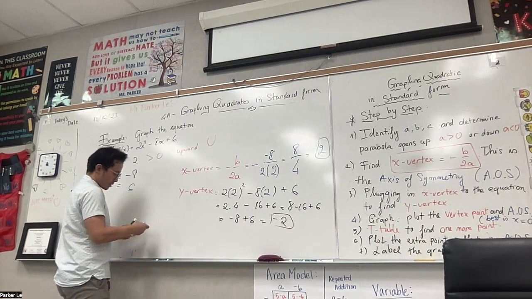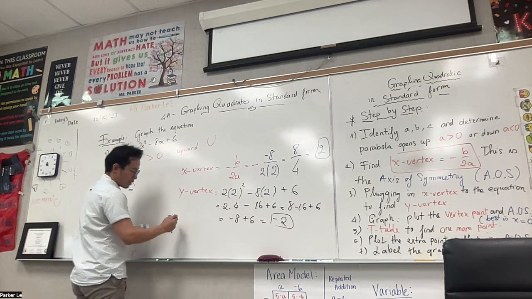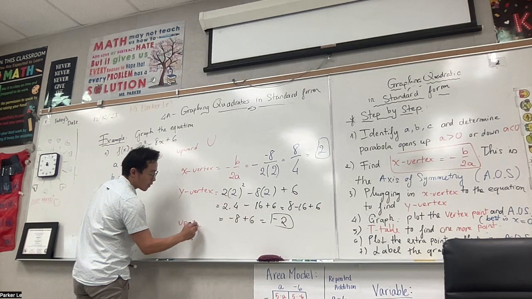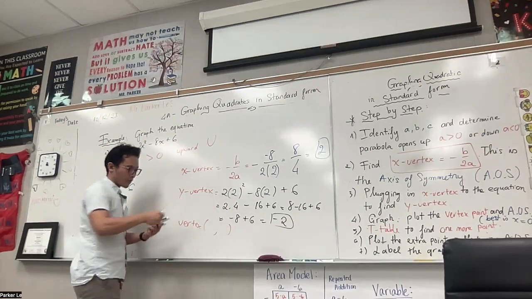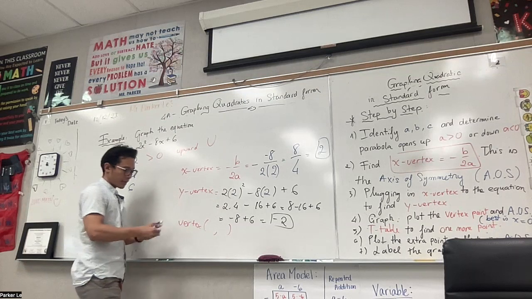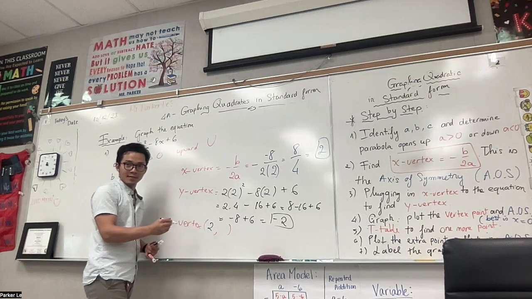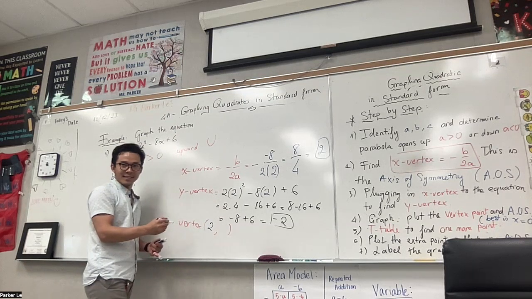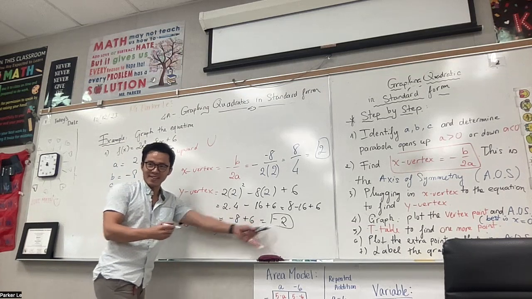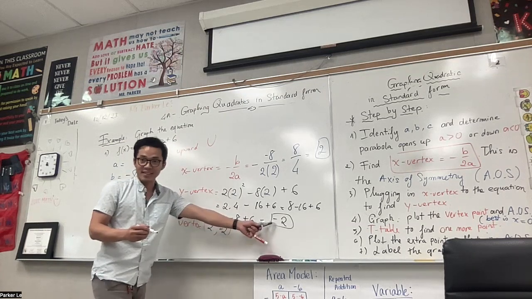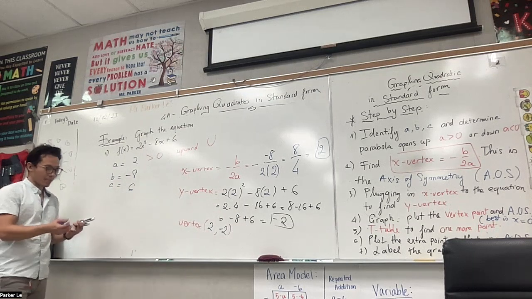So what is the vertex? 16? No, the vertex point is x and y. What is x? What is y? 2 and... 2. The vertex is 2 and negative 2. That's the point.